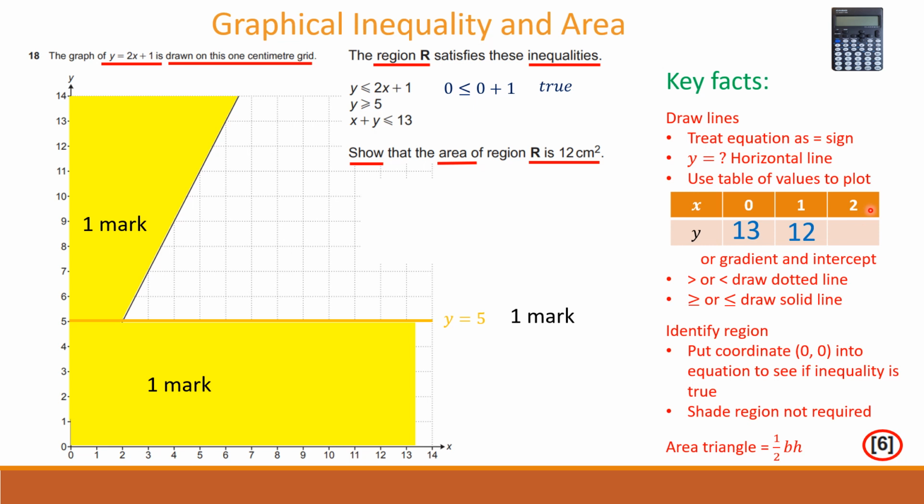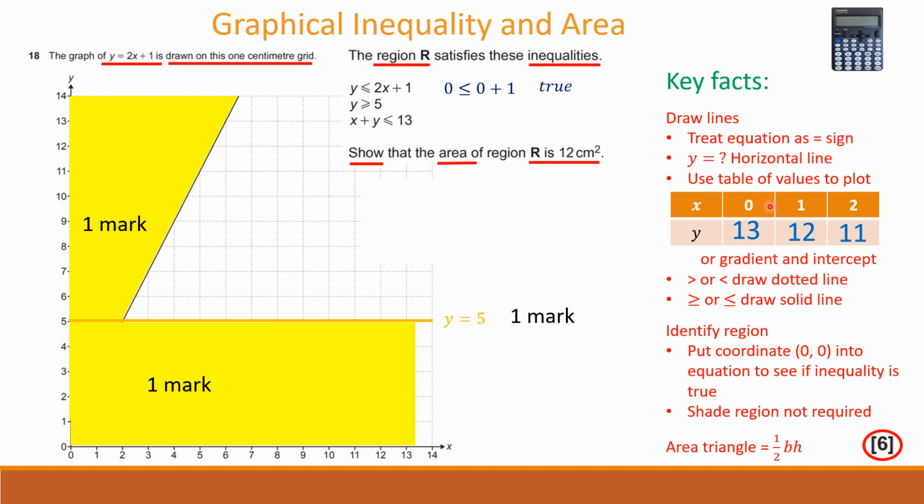And we do the same for 2. So 2 plus something is equal to 13. Take 2 from both sides. 13 take away 2 gives me 11, or 11 plus 2 gives me 13. So these are my points I'm going to be plotting.